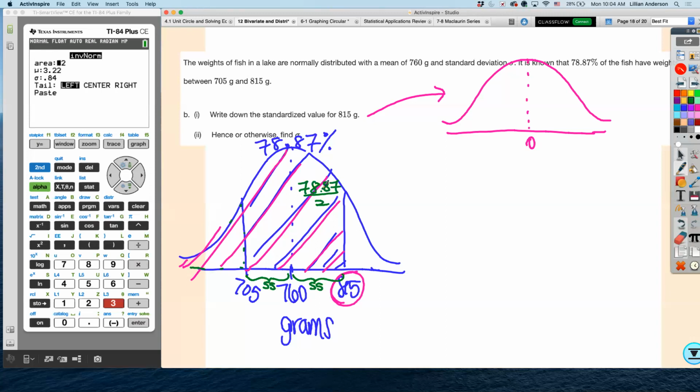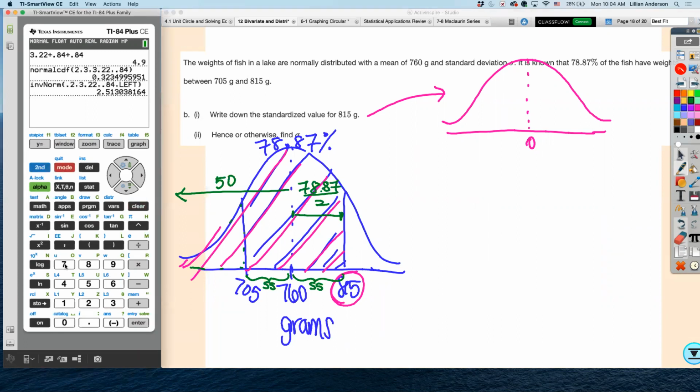Well, actually, it will be a total of 50. But you are right. Since they are both the same distance away, you can split that 78.87 in half. And that will take care of from the mean to one of your standard deviations. And since the mean splits the rest of it in half, that's 50% that's to the left of the mean already. So if I add, actually hold on, 78.87 divided by 2, that 39.435 is this part right here.